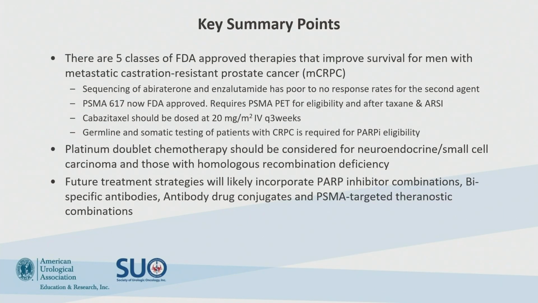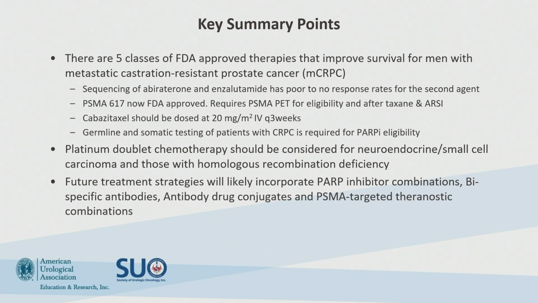Thank you for your attention. There are 5 classes of FDA-approved therapies that improve survival for men with CRPC. Sequencing of the AR pathway inhibitors is expected to have poor to no response, so please try to think of something else. Lutetium PSMA 617 is now FDA approved. We actually can now use it. This is updated before chemo if we want. We can also use it after chemo.